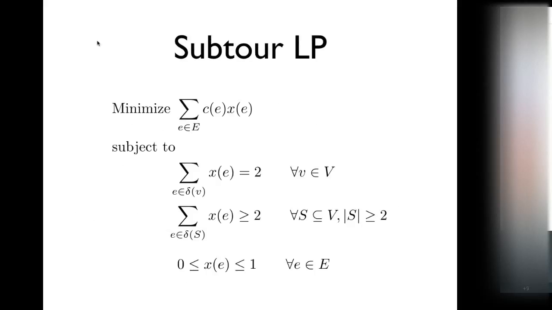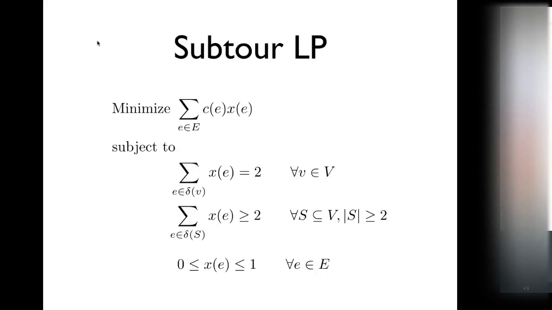So here's the linear program that has come to be called the Subtour LP. The same constraints I showed you before, minimizing the cost of all the edges. Every vertex has degree exactly 2. Across every cut, I have at least 2 edges crossing, and the LP variables are between 0 and 1.